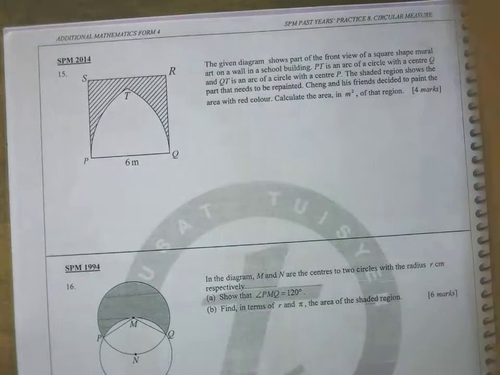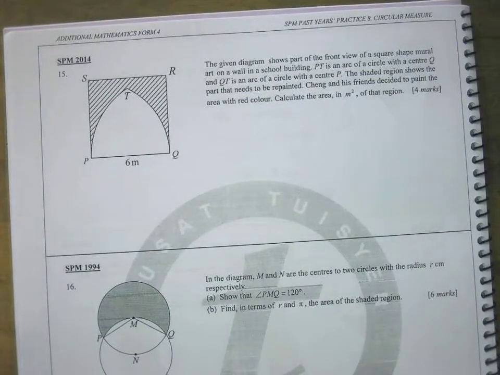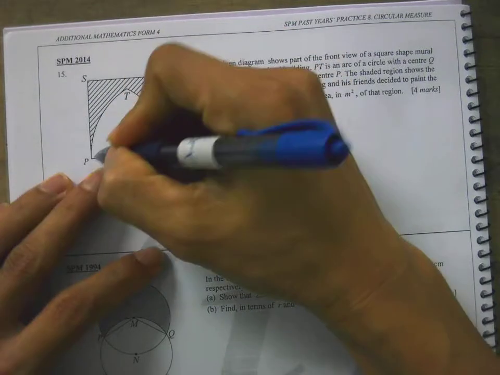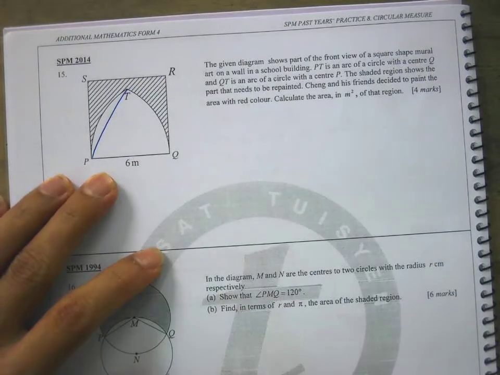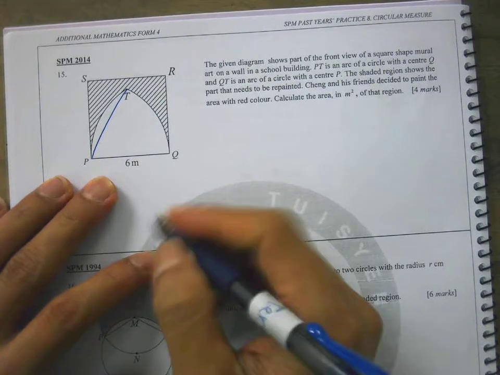Want to paint the wall, right? Cheng and his friends decided to paint the wall. So you're going to join this together. They say that this length, right, and this length are actually the same, right?